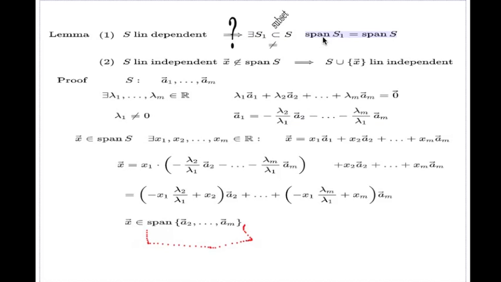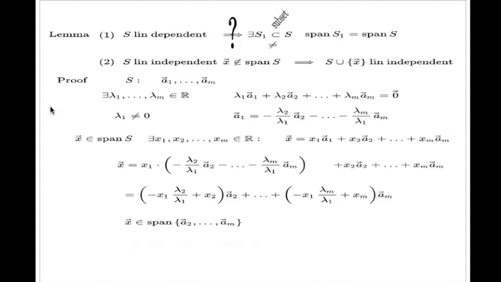You see what happened? We had my set S with m vectors. We dropped the a1 vector from this set. We ended up with a smaller set, but the vector still belongs to the span. That's why the span of S1, and this S1 set now is the set which has all vectors but the a1 vector, is equal to the span of S. And that's where the proof finishes.